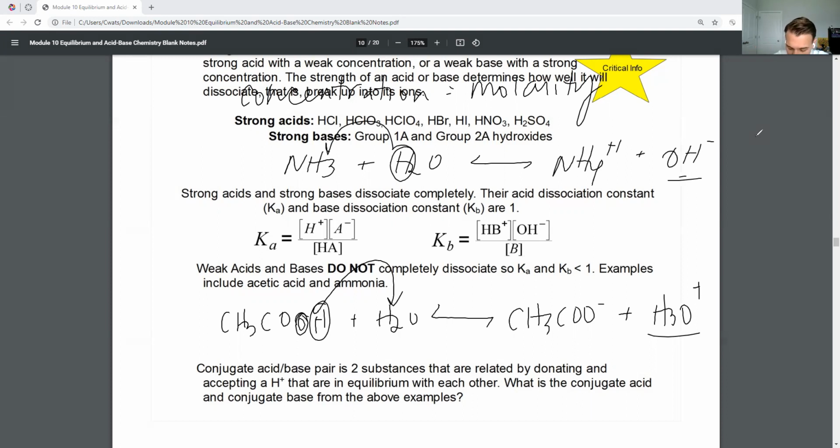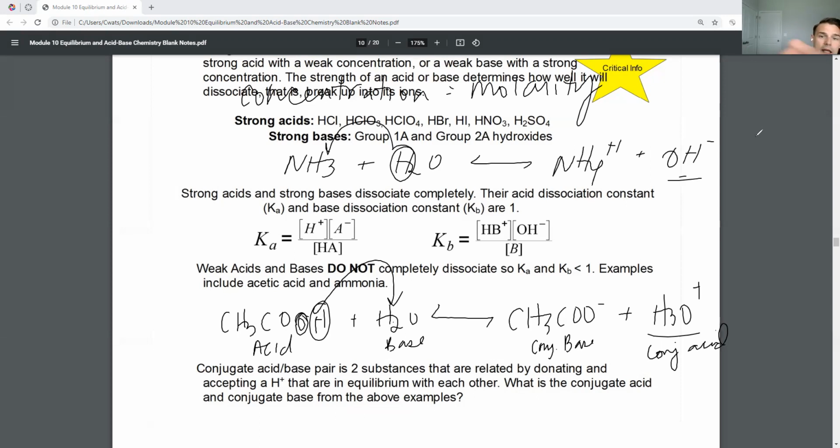So a conjugate acid-base pair is two substances that can be related by donating and accepting a hydrogen ion that are in equilibrium with each other. What is the conjugate acid and conjugate base from the above examples? Okay, so for acetic acid, we know it is an acid, and the water acts as a base here. Okay, so the acid turns into the conjugate base. The base turns into the conjugate acid.